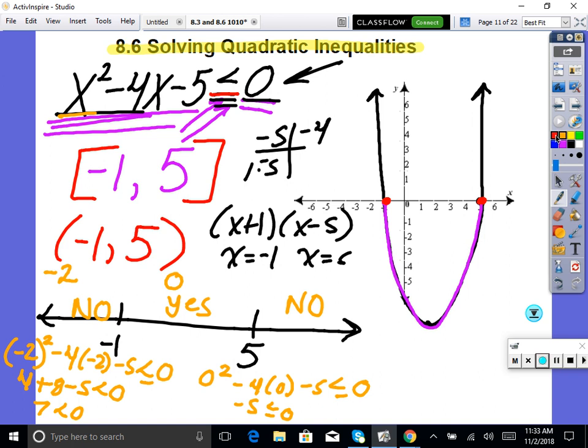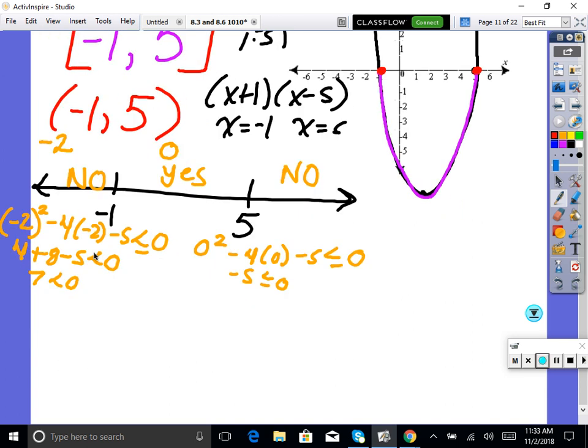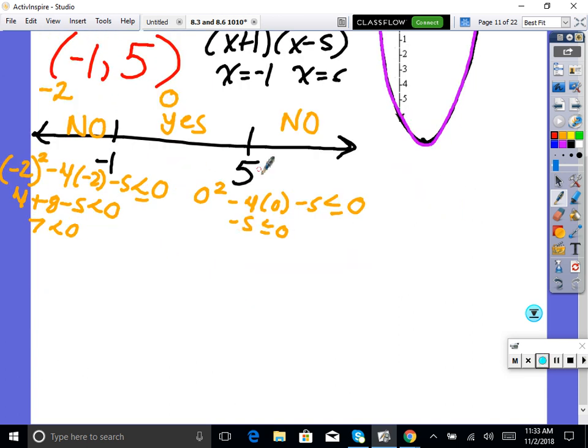Equal to, yes. So then those zeros, which are these little values on my number line, these are the zeros right here and here. So those are yeses, because it says equal to 0. So that's yes and that's yes. So where does it say yes? From negative 1 up to 5, right?